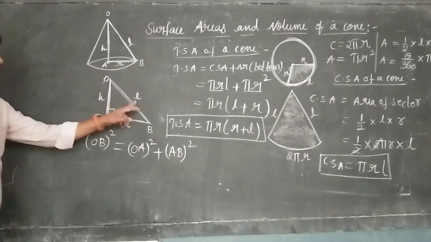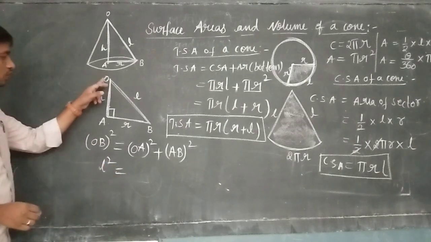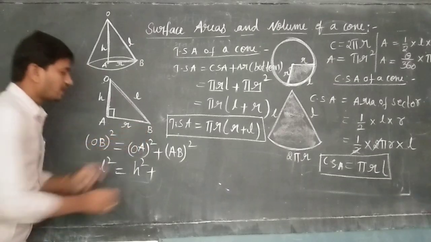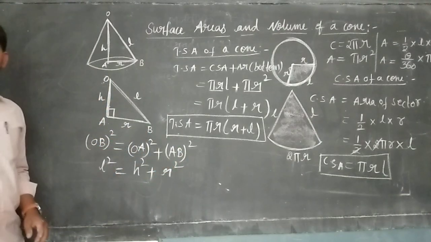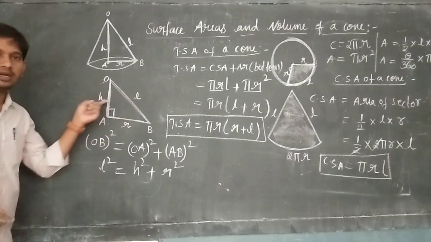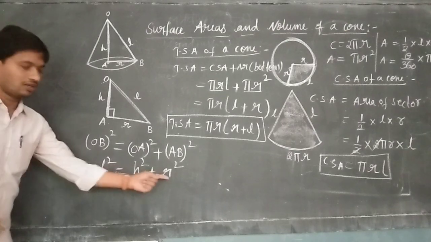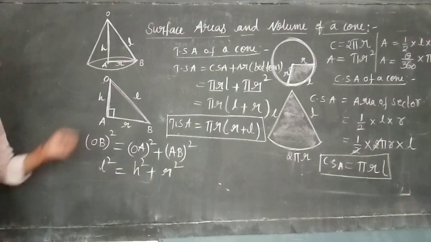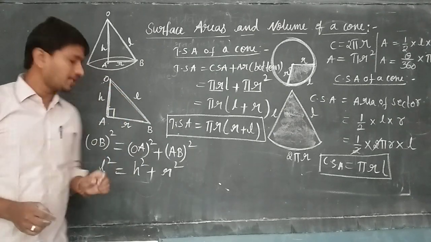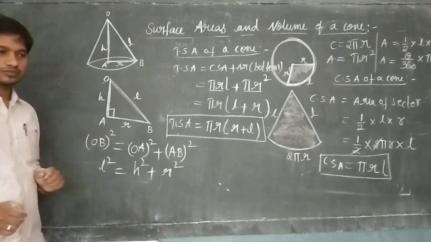OB square is l square, OA square is h square, and AB square is r square. So what is the relationship between l, r, h? That is l square equals h square plus r square. This is our relationship between l, r and h. That is l square equals r square plus h square.